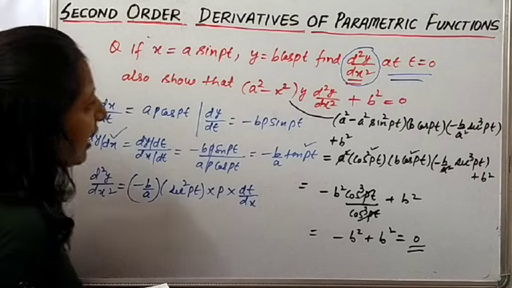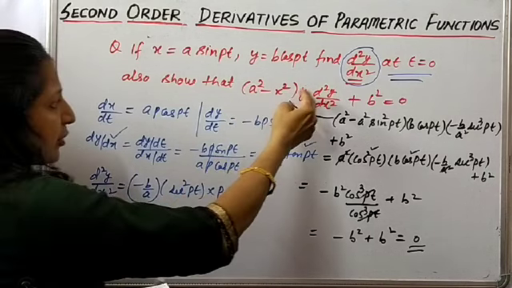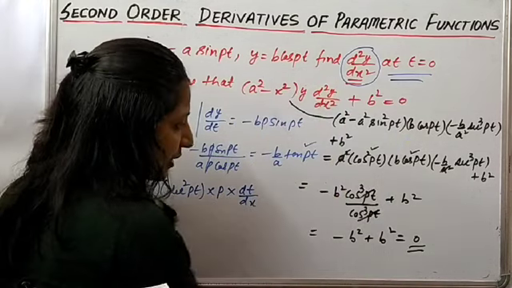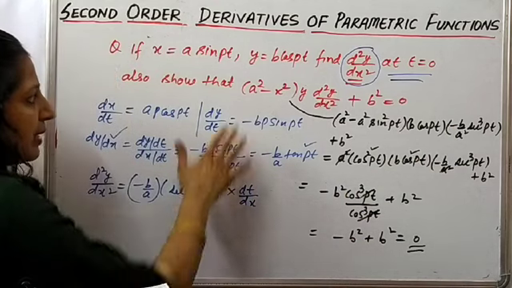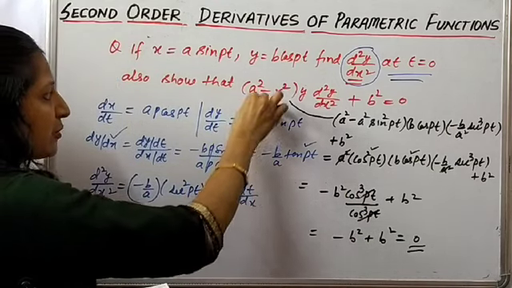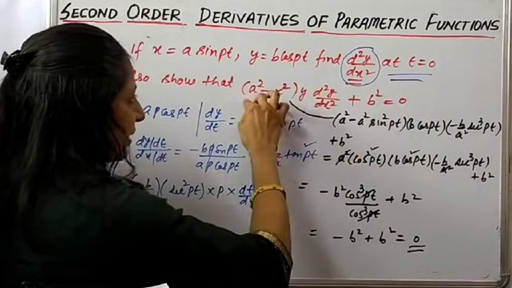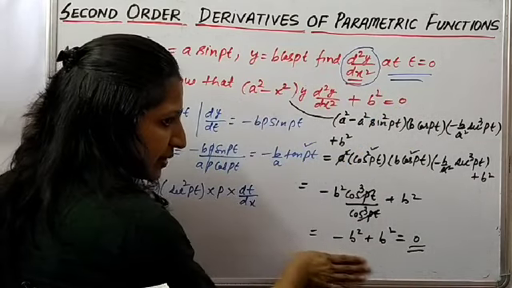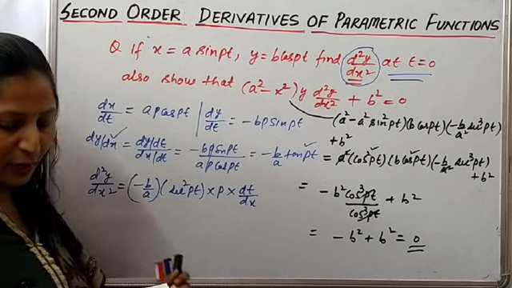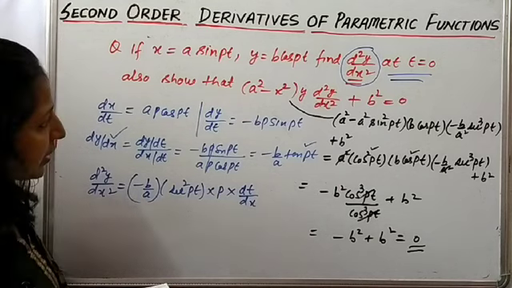So we have proved that a square minus x square into y into d2y upon dx square plus b square is equal to 0. So it's very simple. Just substitute the respective values, just simplify it, and we will get our required result, that is our left hand side will become 0 after simplification, right? Okay. Now let us move to our next question.